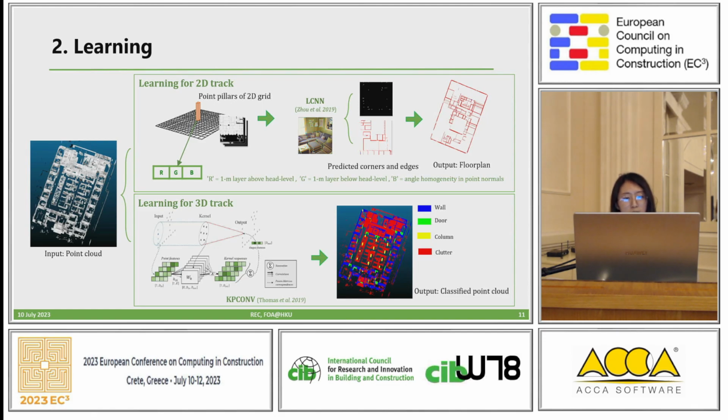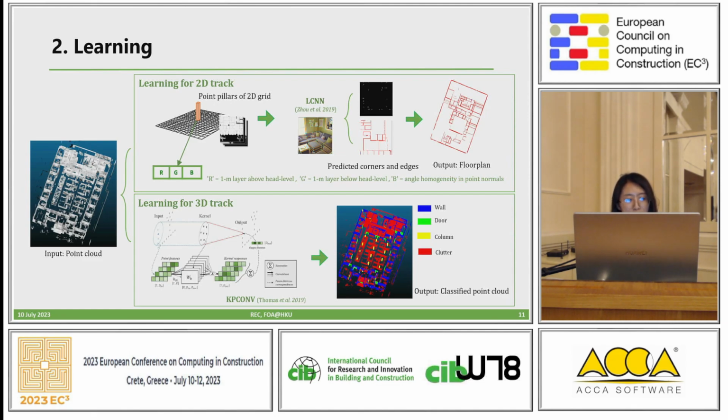For the 2D track, this is the upper figure. We project the point clouds onto a horizontal 2D grid, and then we generate images with, for example, RGB channels. Each channel represents the point distribution at different heights, such as the 1 meter layer above the head level or the 1 meter layer below the head level. Then we feed these images into a network named LCNN, proposed in 2019, to predict the corners and edges, and generate a coarse floor plan like this one.